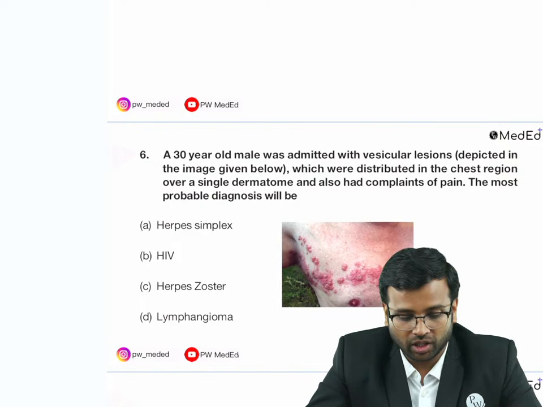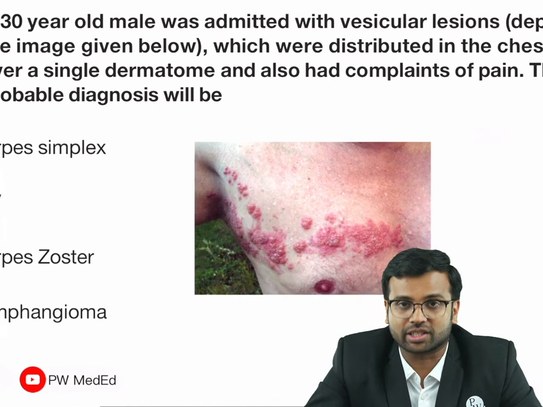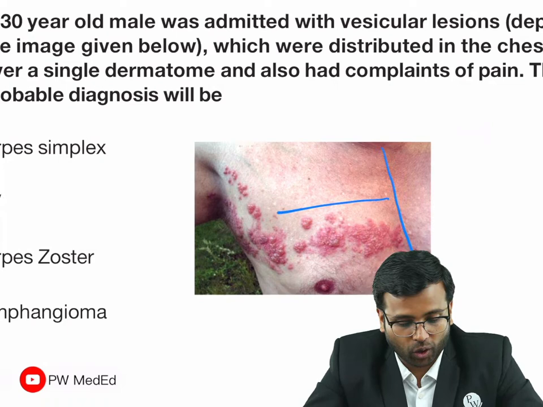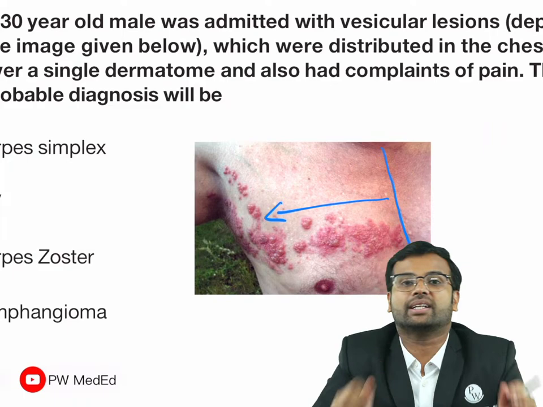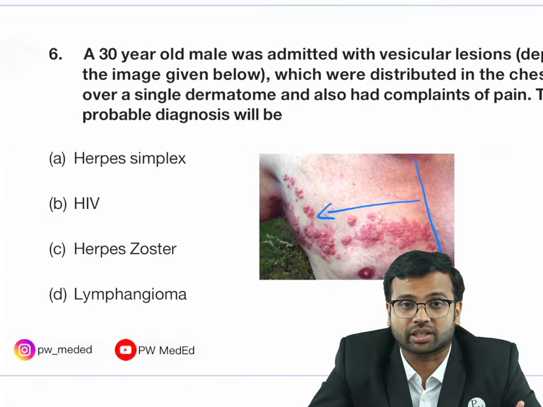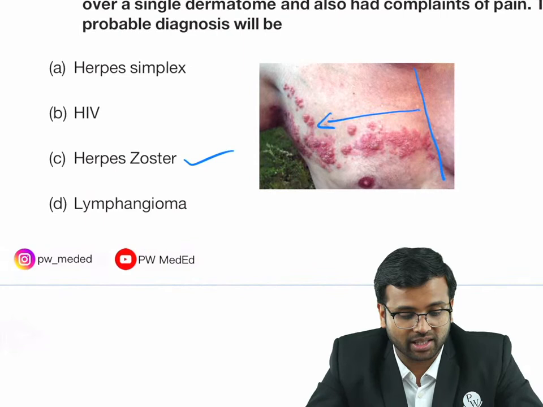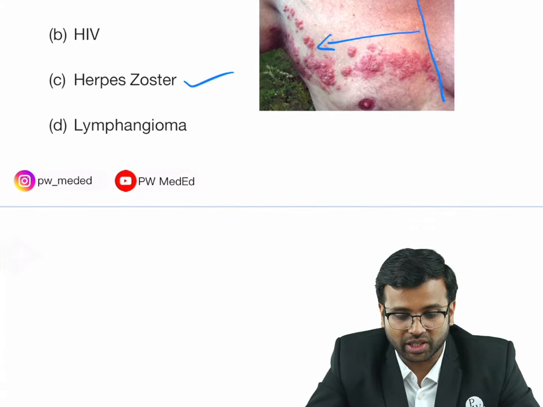So you can see that this patient is having vesicular lesions like this. These vesicular lesions are not crossing the midline, and these are all present in a single dermatome. So this is going to be the reactivation of varicella virus. Now, what is the reactivation of varicella virus called? Yes, it is called herpes zoster. So this is called herpes zoster.